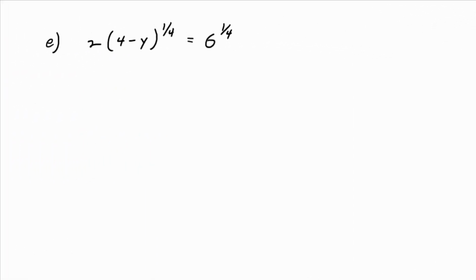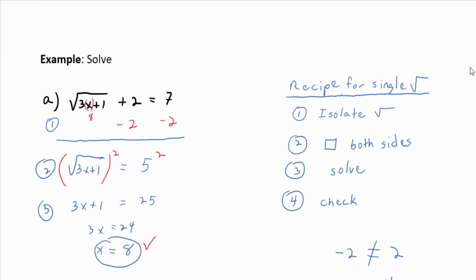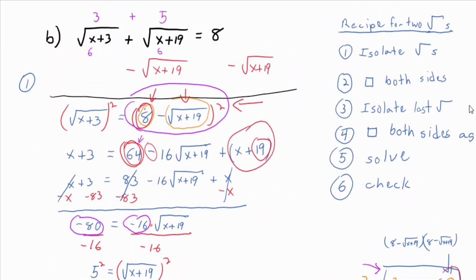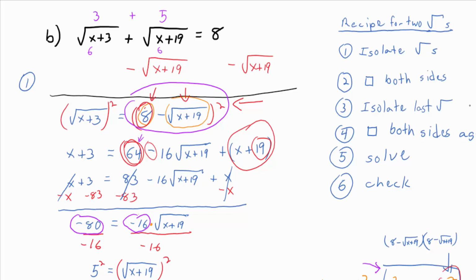All right, so a similar idea in this one. Let's solve this. We have 2 times the quantity 4 minus y to the 1/4 power equals 6 to the 1/4, which is equivalent to having two 4th roots, right? I'm basically going to follow the same set of directions that I followed for the second example. We're not dealing with square roots. We're dealing with two 4th roots, two 1/4 powers, but it's really the same sort of directions.